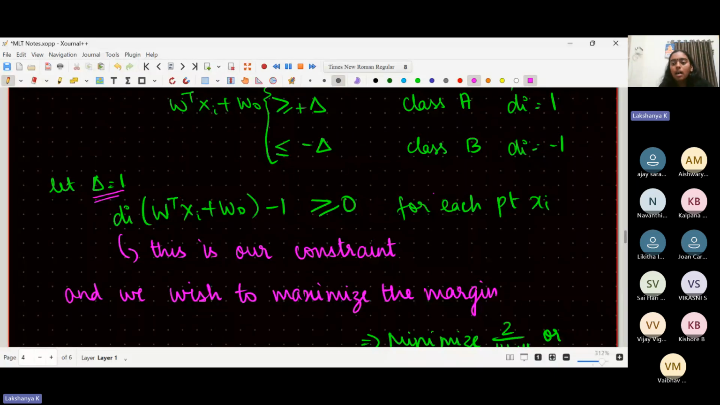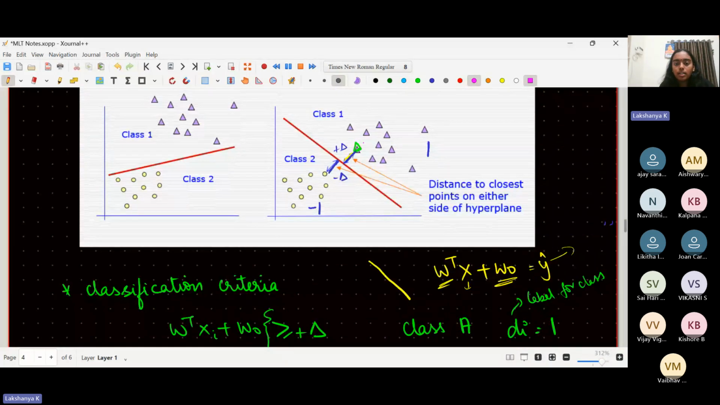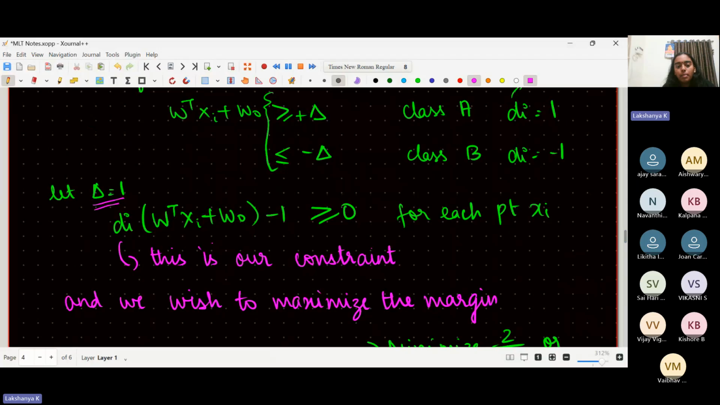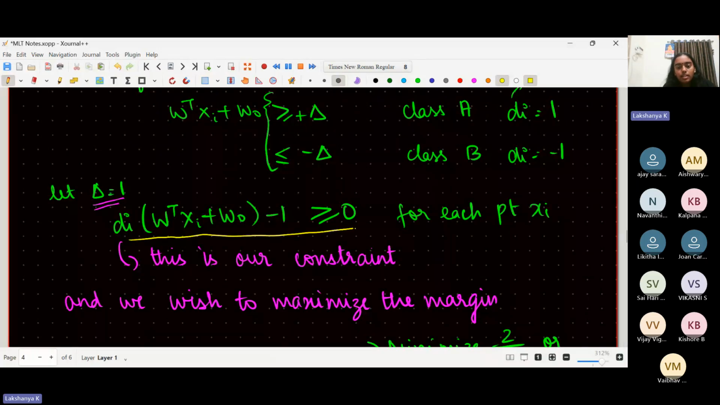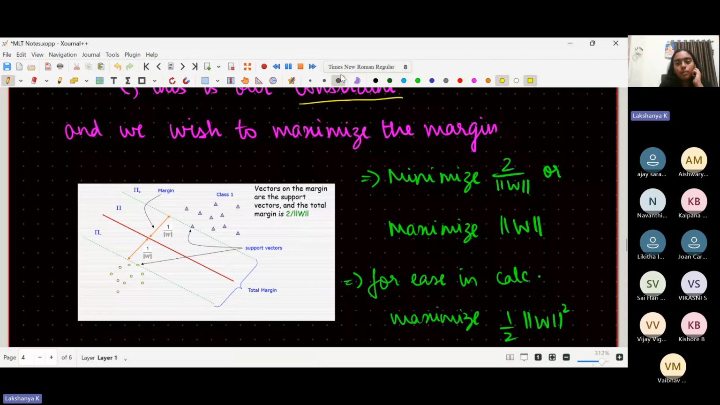So ultimately, based on our classification criteria, when I say if the points lie above this, it's class 1, and if the points lie below this, it's class -1, then by combining both of those conditions, we get this constraint, right? So we have a constraint. And the second thing we want to do is maximize the margin. Now, there is a lot of linear algebra and math behind this, which is beyond the scope of our course, so I'm not going to explain all of it right now because it's not necessary.